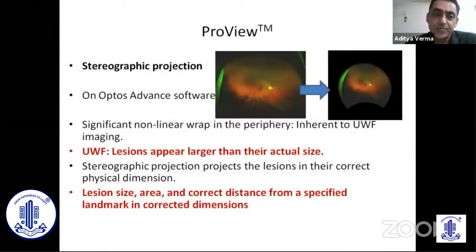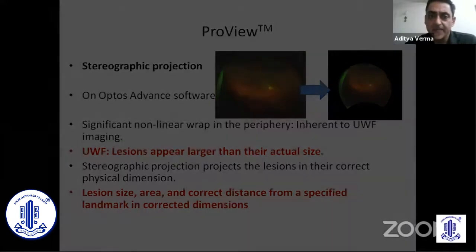So this I wanted to touch upon briefly, the stereographic projection, which is incorporated in the Optos nowadays. What happens in ultra wide field images is there is a significant non-linear warp in the periphery. So a lesion in the center might be taken as a standard. The measurement might be accurate, but as the lesion goes to the periphery, it appears larger than its actual size. Once the stereographic projection is applied, that means the curved eyeball is made straight, and with this, the lesion size, the area, and the correct distance from a specified landmark can be obtained in corrected dimensions. And the measurements become really accurate.